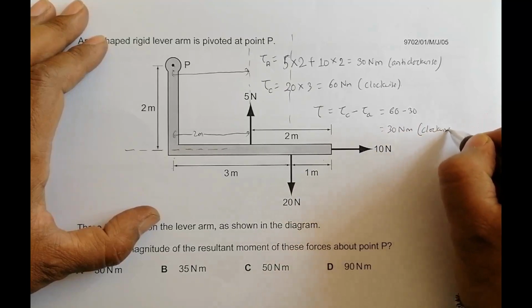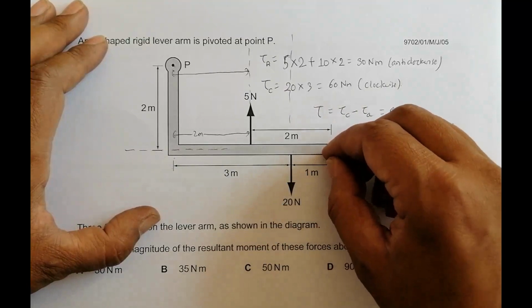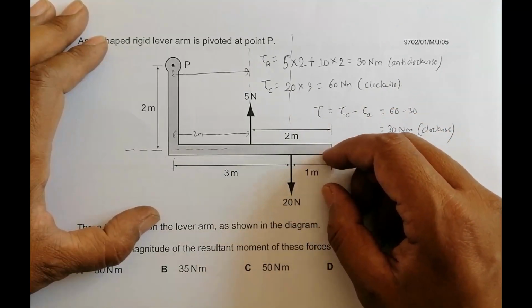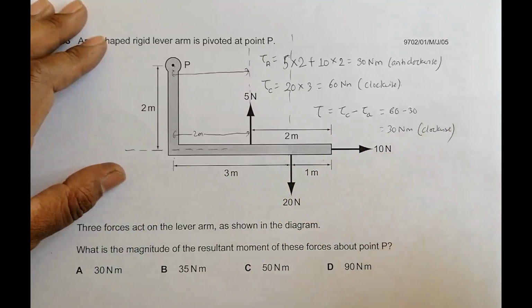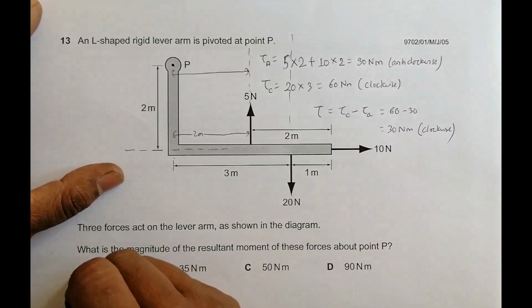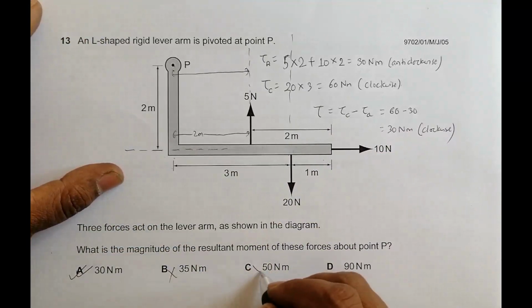So clockwise wins. That means this thing will slightly rotate like this, or if I consider it is vertical, it will come down. So the answer to this question becomes choice number A. All others disqualify.